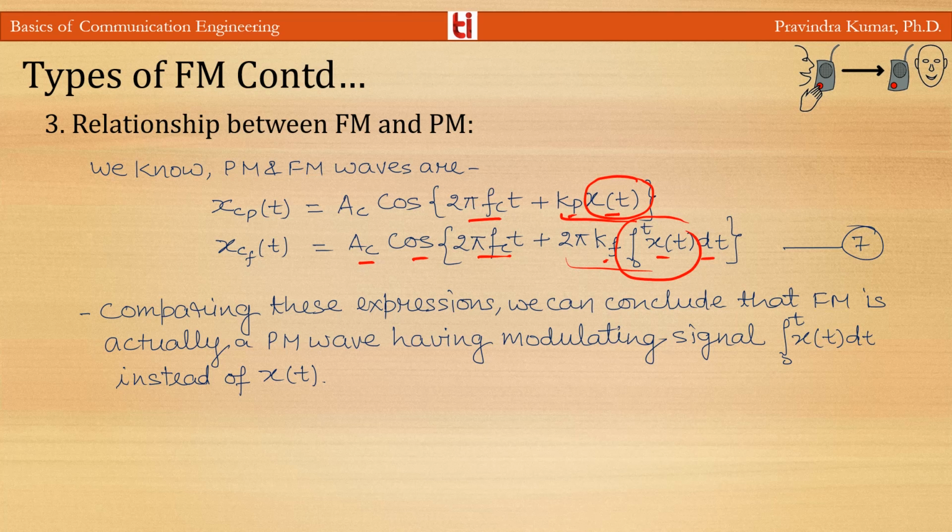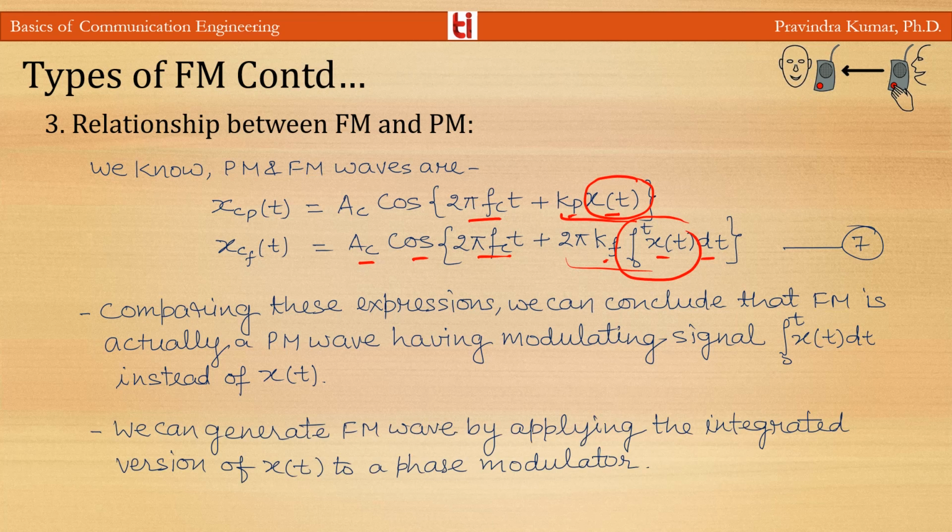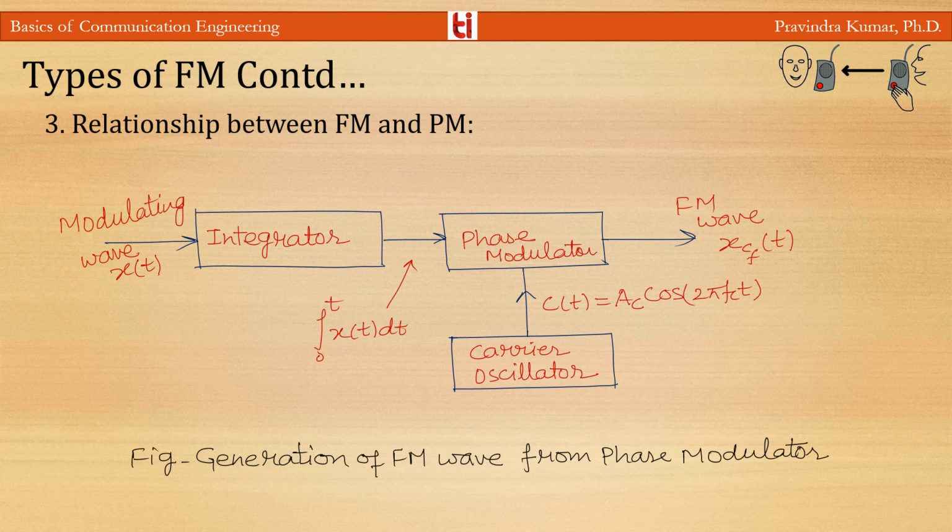This means that we can generate an FM wave by applying the integrated version of x(t) to the phase modulator, because FM is basically PM. So here in this figure you can see we first integrate the modulating signal, and then we apply it to the phase modulator, and this will give you the FM wave.